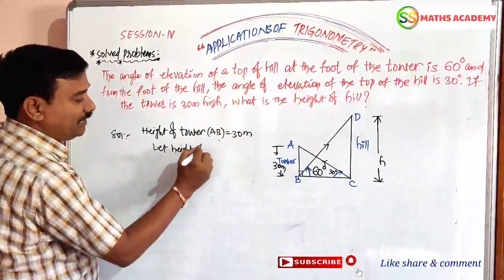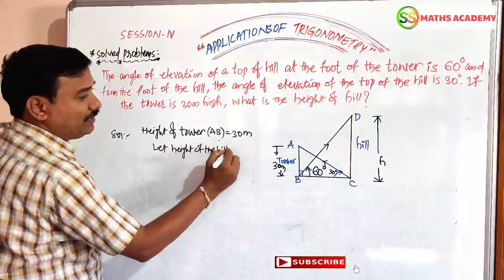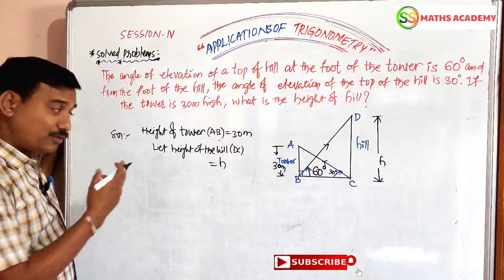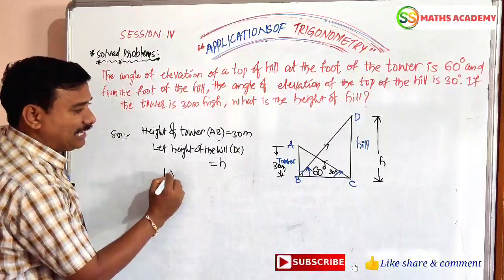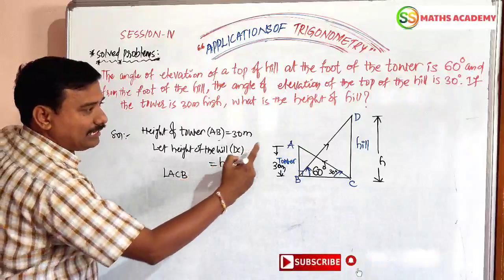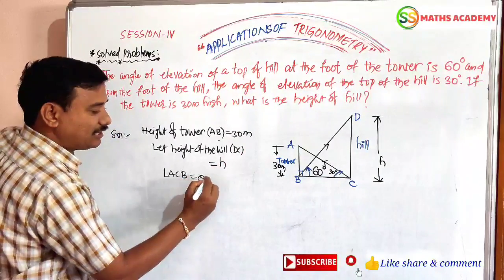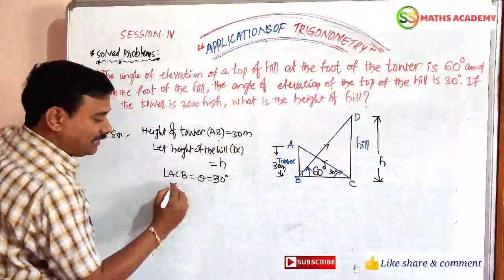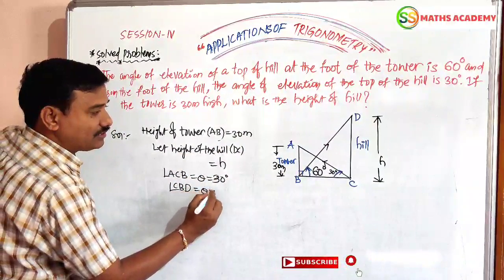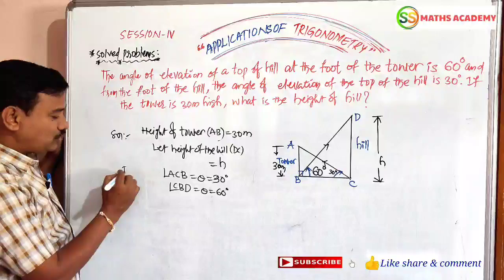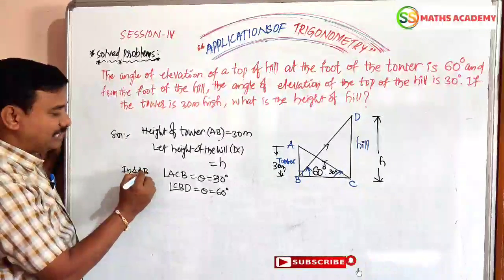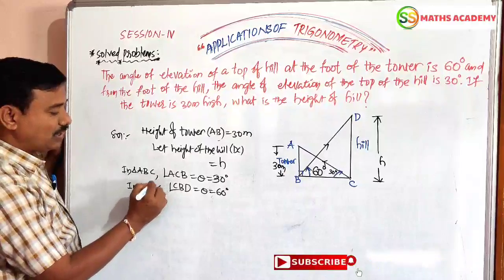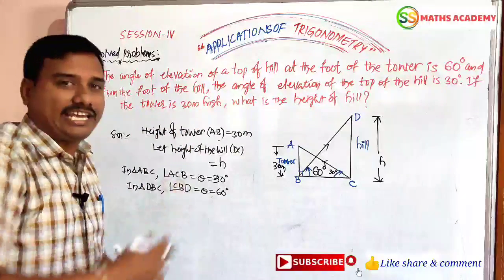The height of the hill, that is DC, we assume it to be h. Now angle ACB is theta equals 30 degrees, and angle CBD is theta equals 60 degrees. These two are formed in triangle ABC and triangle DBC. These two are thetas, and we have to take them from different triangles.